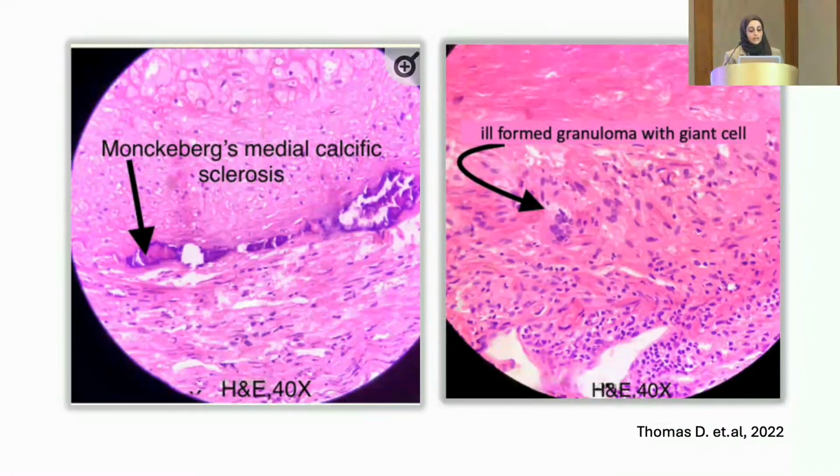And this is the Monckeberg calcification here in this area. You can notice the narrowing of the lumen. And this is the giant cell formation, or the multinucleated giant cells.